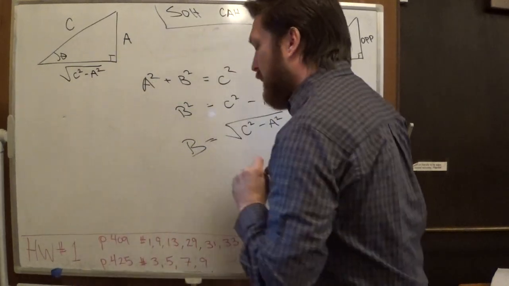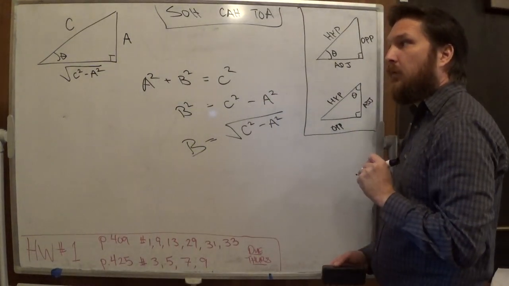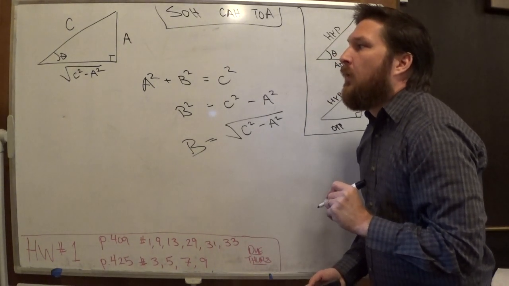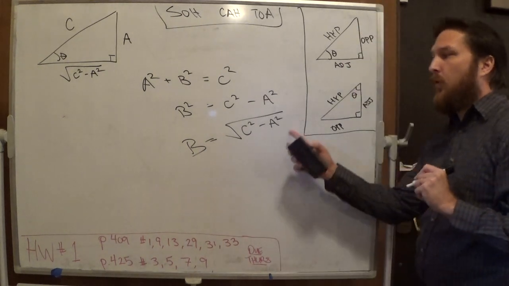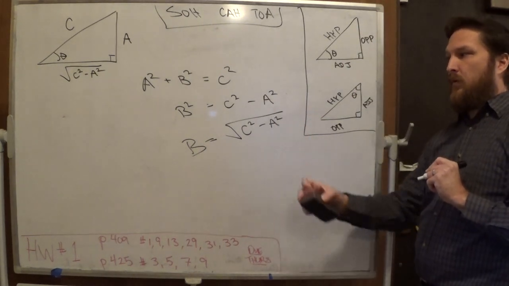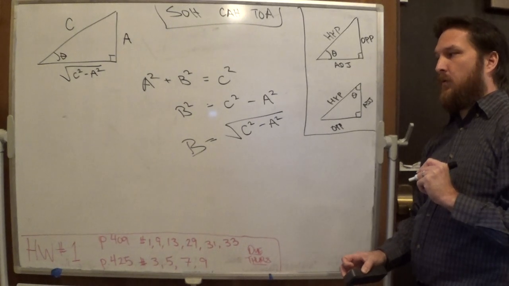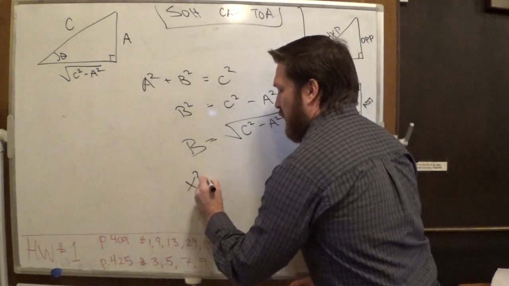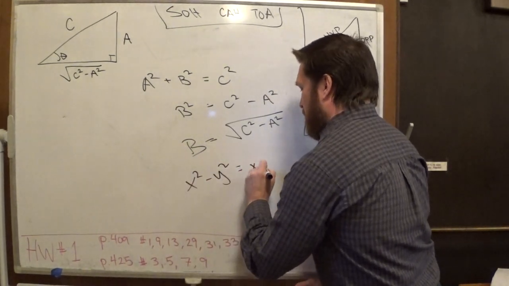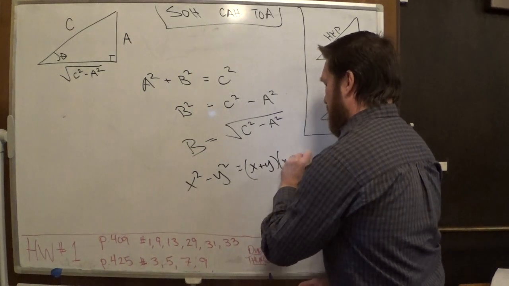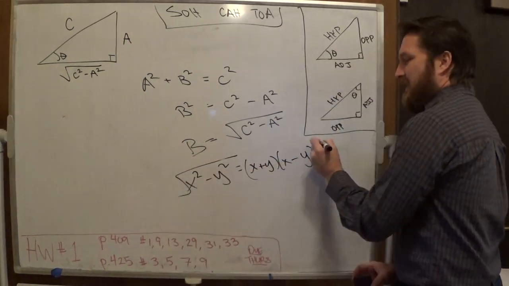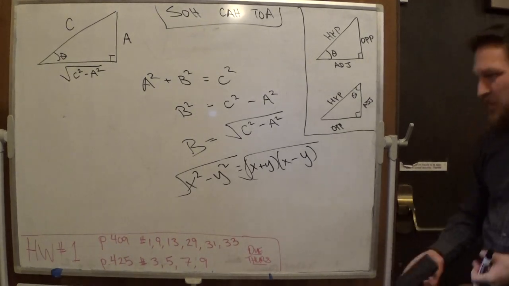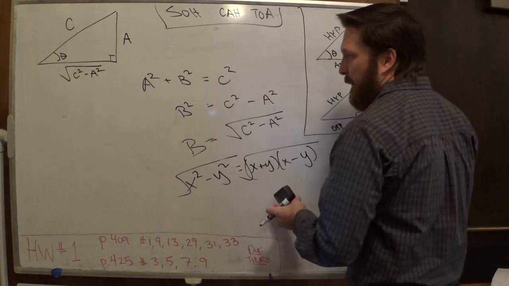Why couldn't the square cancel out? Why couldn't it just be root C minus A? Because you can't split them with the minus. You can only split them with a times. If it was C squared times A squared, then you could do that. Remember, x squared minus y squared is equal to x plus y times x minus y, and if you take the square root of that, it does not cancel out easily. There's more to the story when you have that.